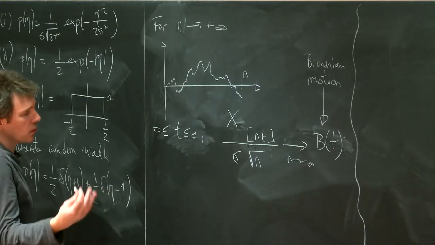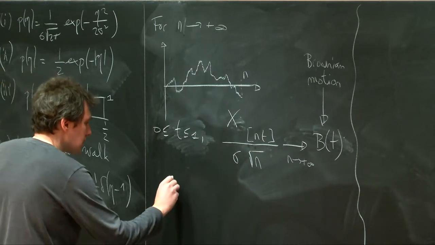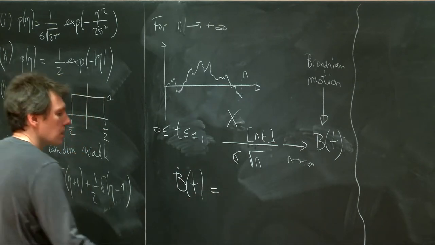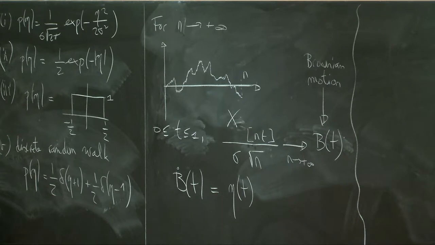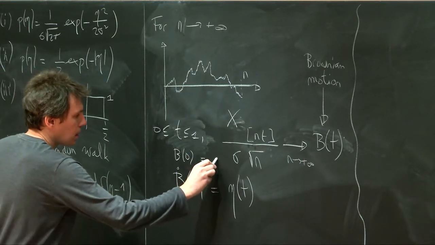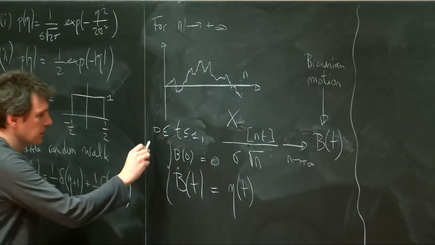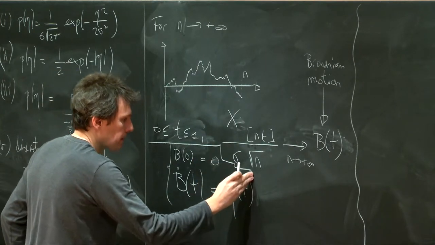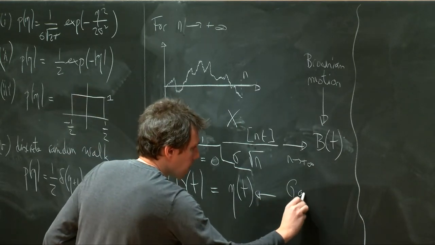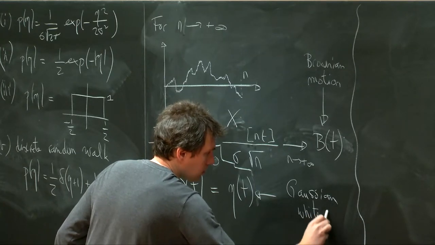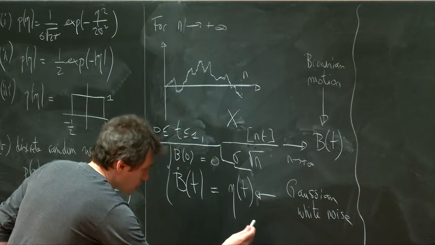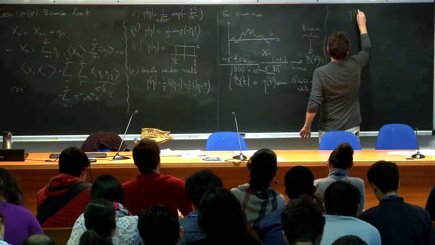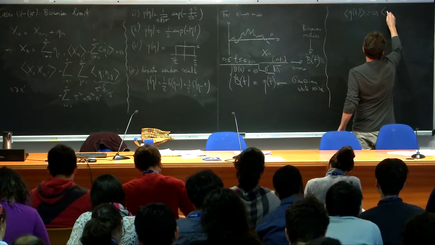Now, this B of t here for us is indeed this Brownian motion. What it means is that it satisfies a Langevin equation, which I will write in this way: B dot of t, which is dB/dt, is equal to eta of t. It starts at B of 0 equals 0. And the eta that is here is the Gaussian white noise. So that means that eta as a function of t will just be Gaussian random variables, and it has zero mean. So eta of t average is zero, and it has delta correlated noise.